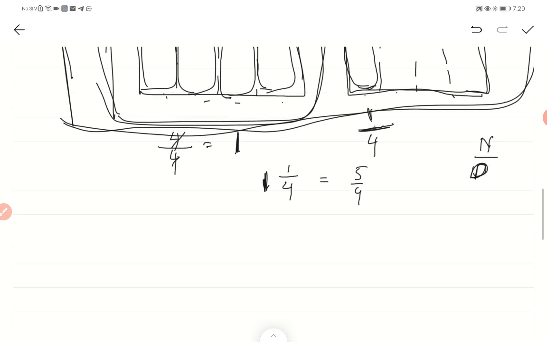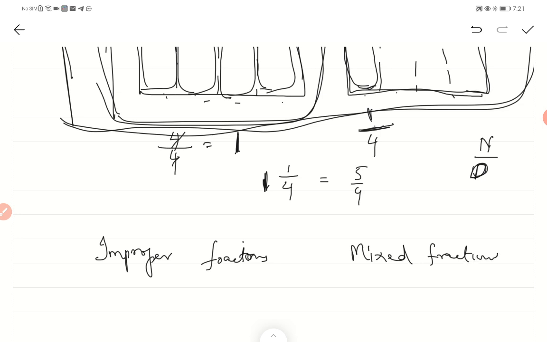Okay, so remember, all improper fractions can be represented as mixed fractions, and all mixed fractions can be converted into improper fractions. So if you say a mixed fraction, that means it is an improper fraction. It can never be a proper fraction. Remember this. All right.